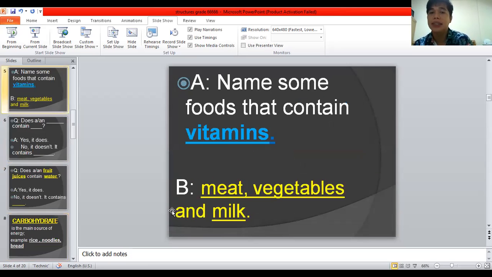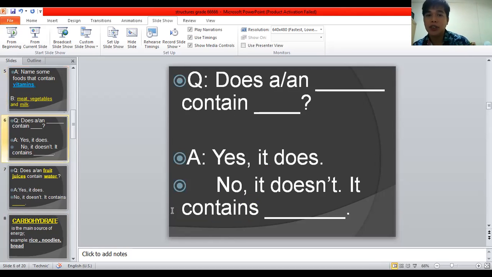Another example. Name some foods that contain vitamins. And you are going to answer meat, vegetables, and milk. Now let's proceed to our second sentence structure.